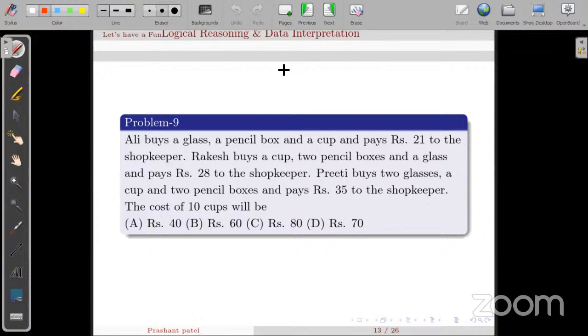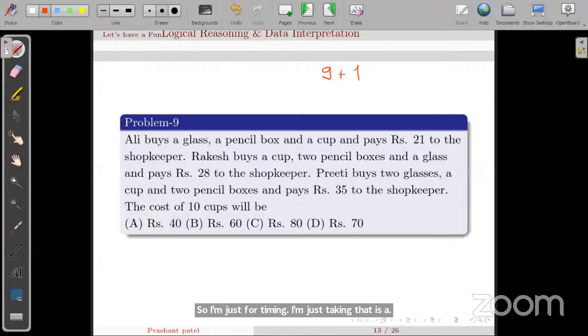A plus B plus C is equal to 21. Yeah, definitely. Very good. So one glass, one pencil box, one cup. What he has said, you just assume glass as A, pencil box as B, and cup as C. So I'm just taking, for timing, G for glass plus P for pencil box plus C for cup, which is 21. So this is the first equation.